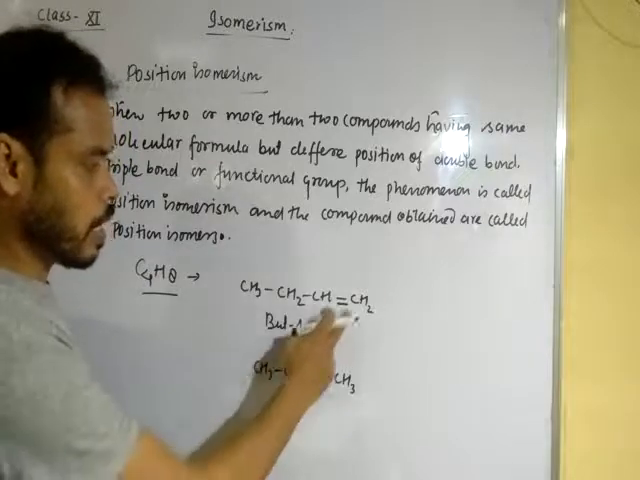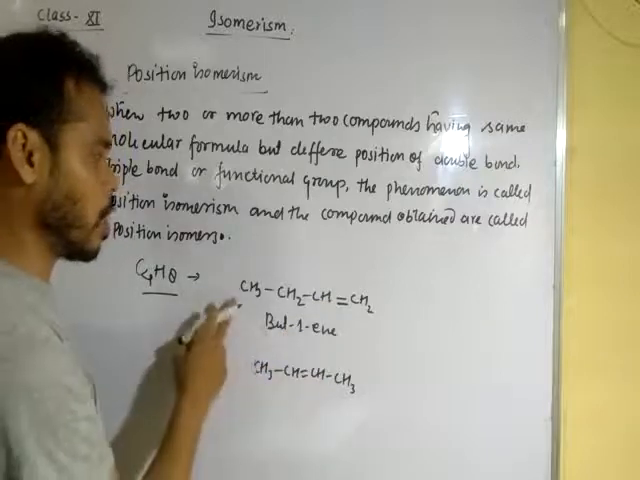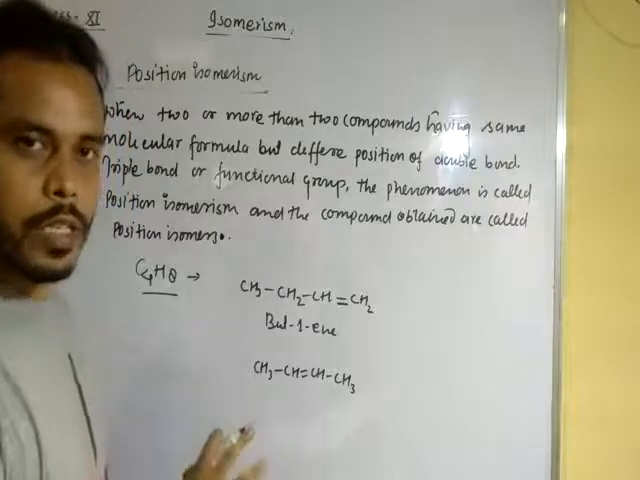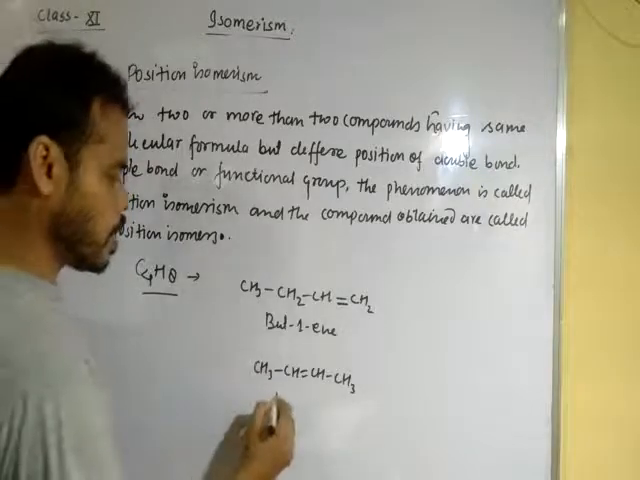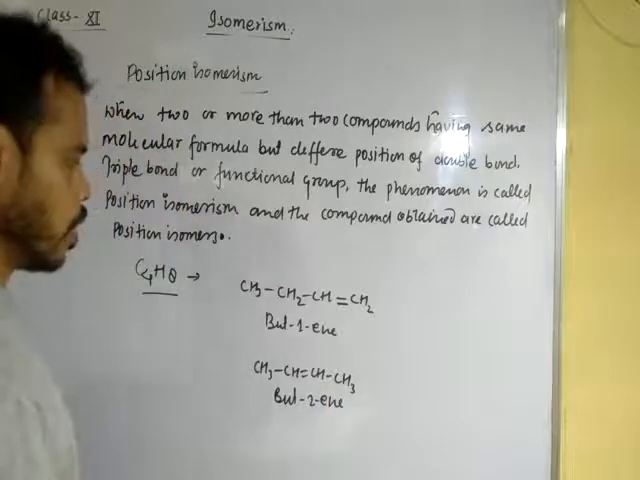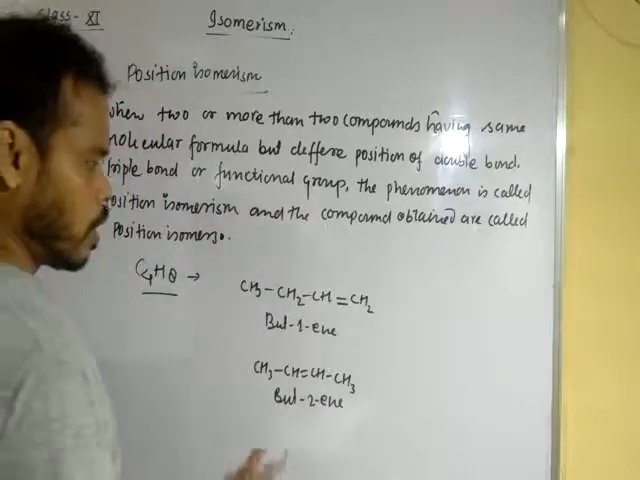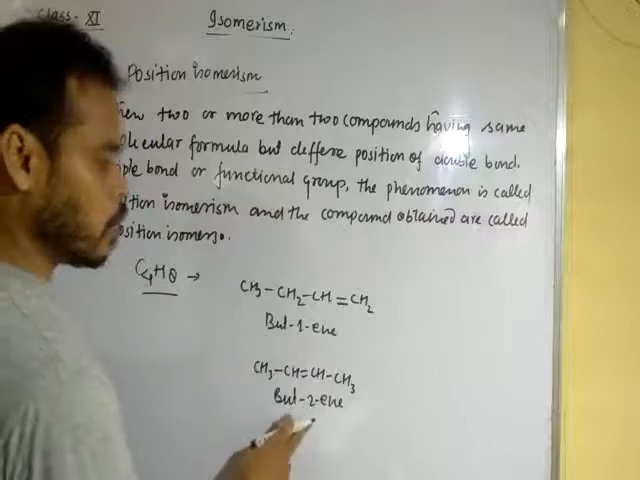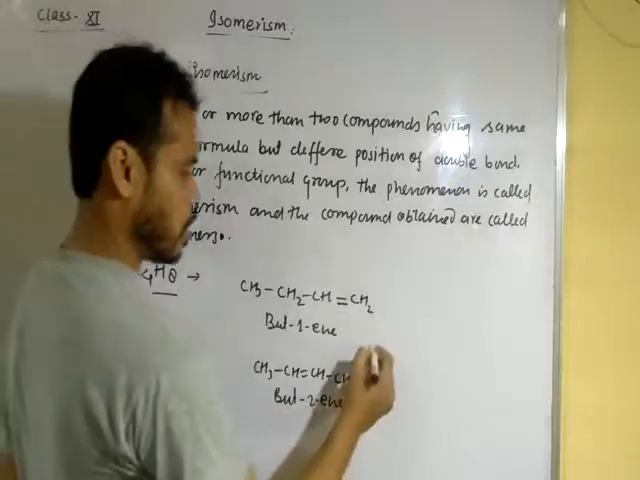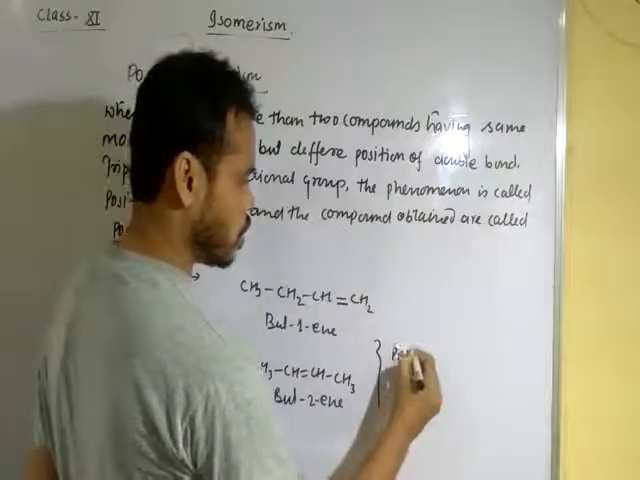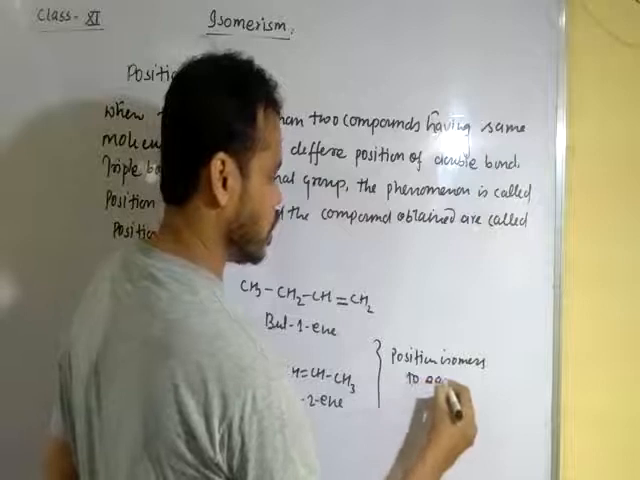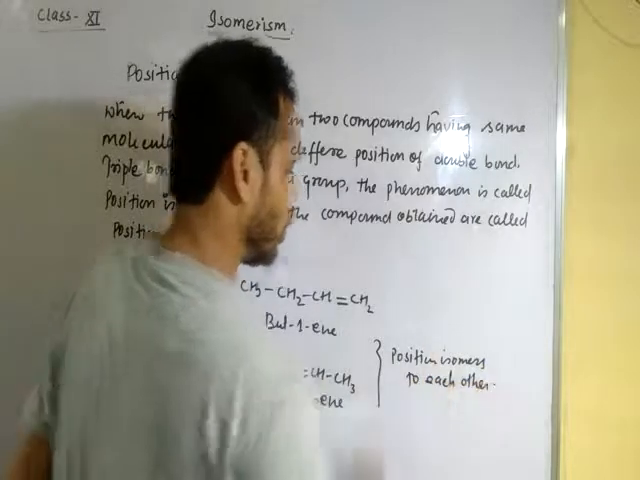This is a different arrangement, and due to the different arrangement the chemical properties of these isomers also change. So the name of this compound is but-2-ene. Now we can say that but-1-ene and but-2-ene are position isomers of each other.